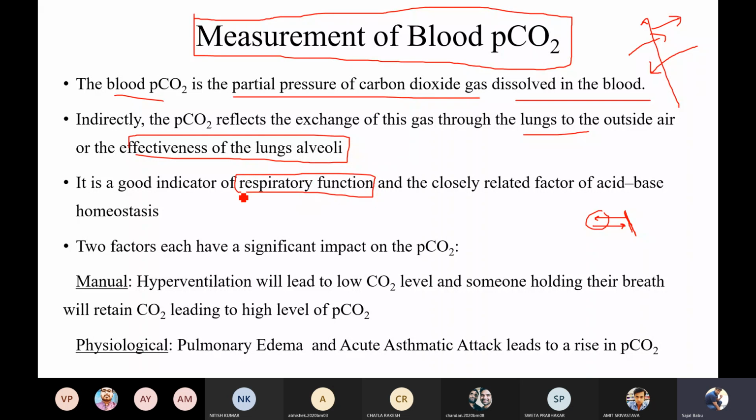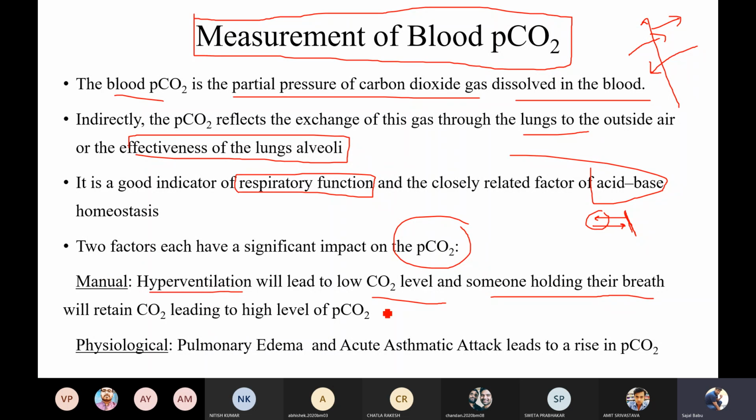The PCO2 is a very good representation of respiratory function, and as I said, it will affect the acid base homeostasis. So what are the factors that impact the PCO2? First one is hyperventilation. If there is more ventilation, then the CO2 will get reduced. And if you hold your breath for a longer time, then your CO2 levels will get increased.